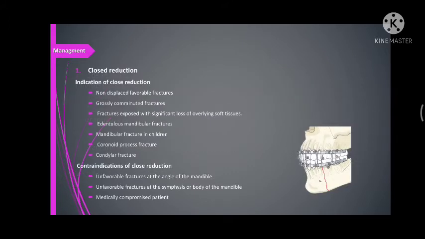Indications of closed reduction are non-displaced favorable fractures, grossly comminuted fractures, fractures exposed with significant loss of overlying soft tissue, mandibular fractures in children, coronoid process fractures, and condyle fractures. The contraindications of this technique involve unfavorable fractures at the angle of the mandible, unfavorable fractures at the symphysis or body of the mandible, and medically compromised patients.